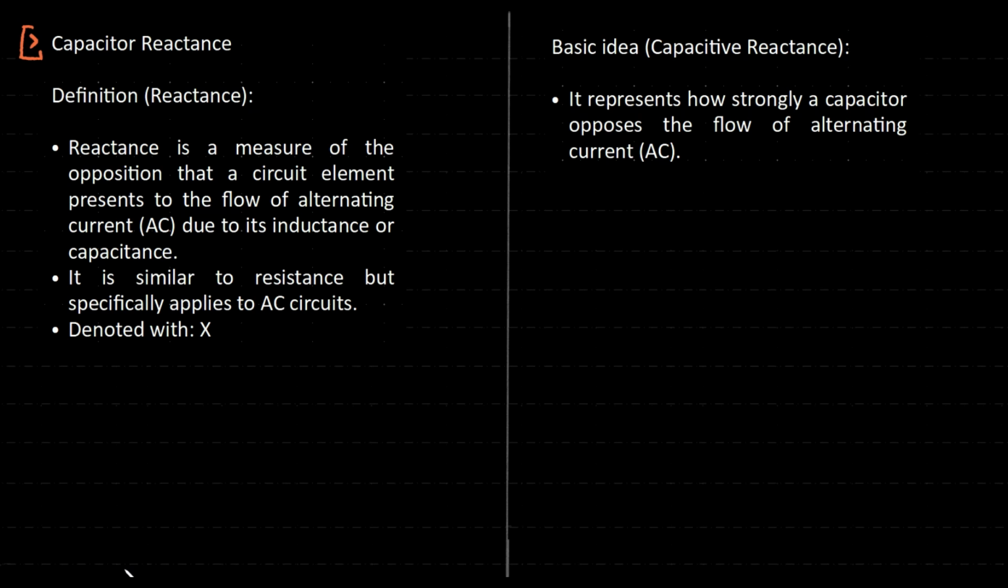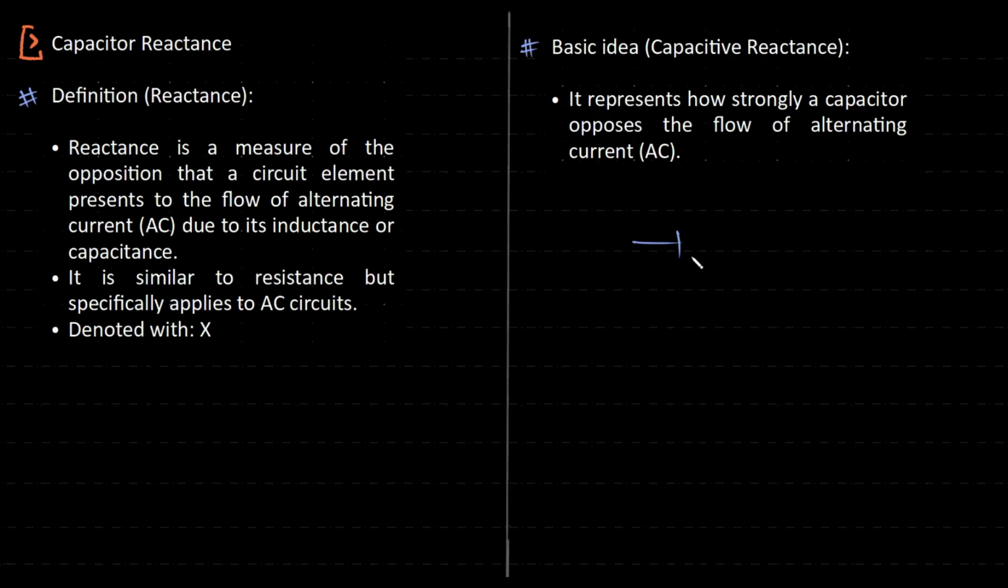Next, we are looking at capacitive reactance. So what is reactance? We have already discussed. It's a special type of resistance that is offered to the flow of AC current. Now, here in this case, we are looking at capacitive reactance.